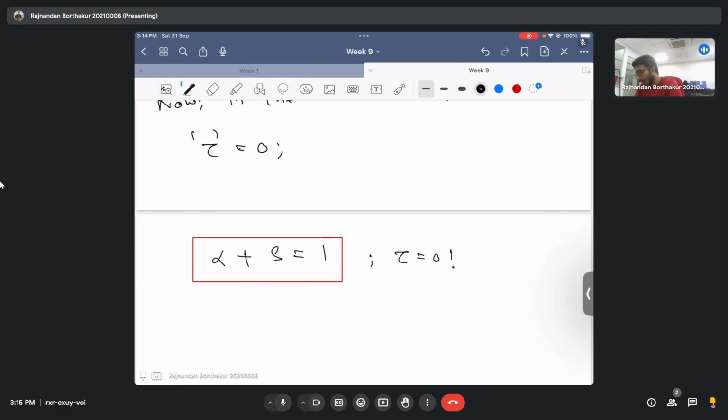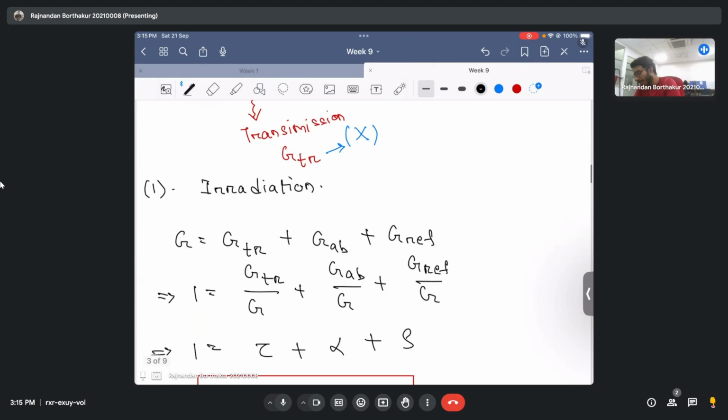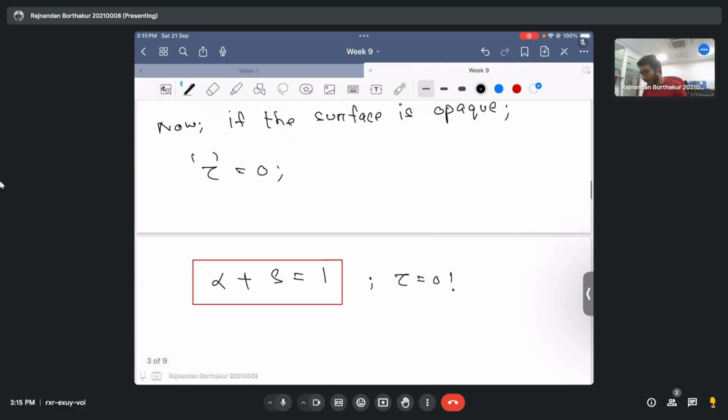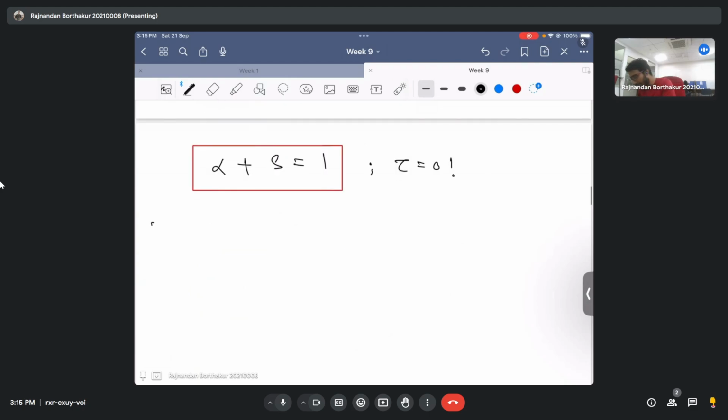All right, so this is something to do with the first flux, that is irradiation. And when I say flux, it has a unit of watt per meter square, and that is something you need to remember. Now, keeping this in mind, moving on to the second flux, which we call the emissive power.